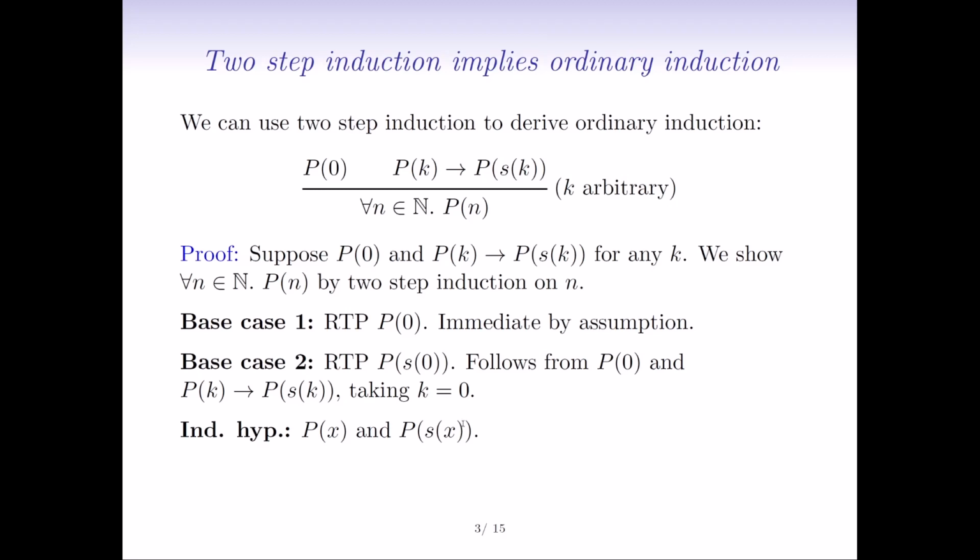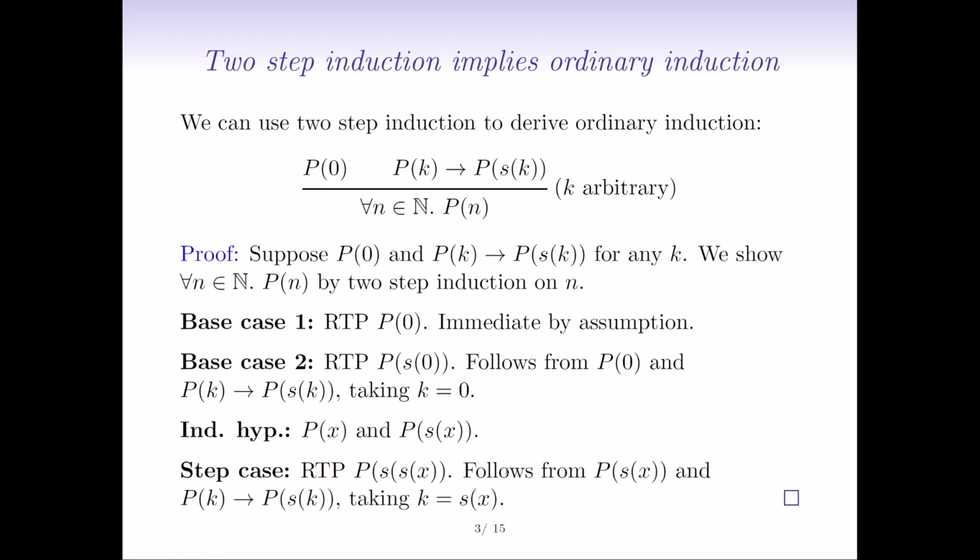Now, our induction hypothesis is going to be that P holds of two successive numbers, x and the successor of x, because that's the induction hypothesis that we're allowed to take in two-step induction. And we have to show that P then holds for the next number, which is the successor of the successor of x. Now, that follows from the fact that we have P of k implies P of s of k by assumption for all k. So if we take k to be s of x, then by substitution we have P of s of x implies P of s of s of x.